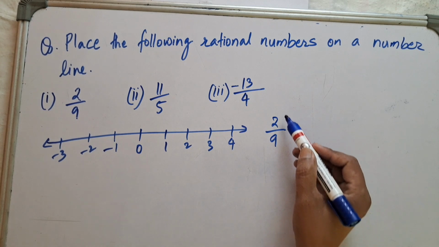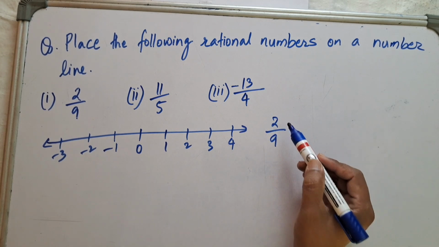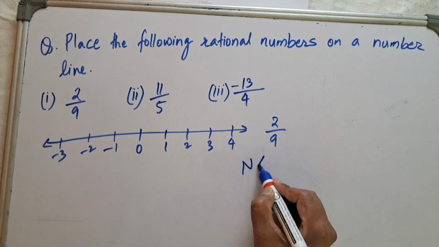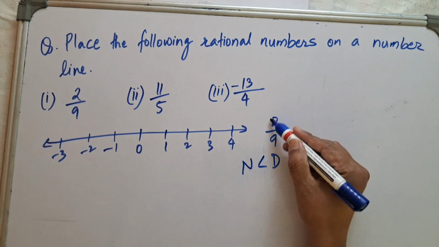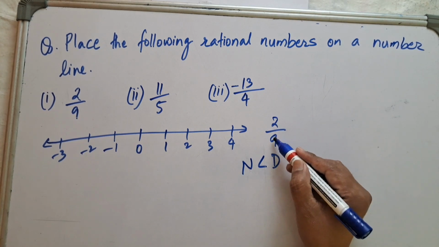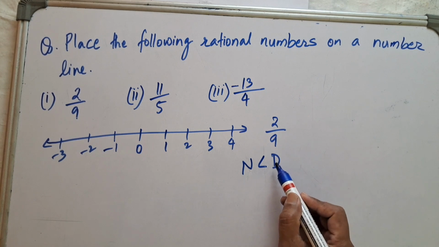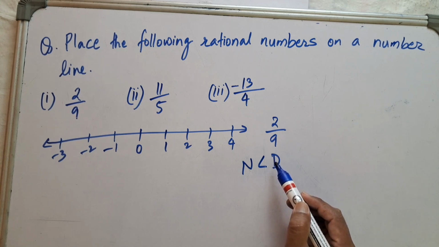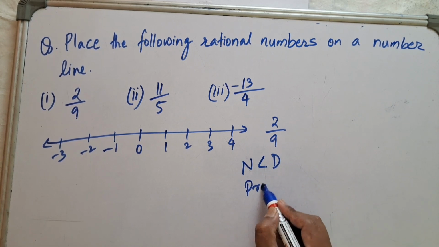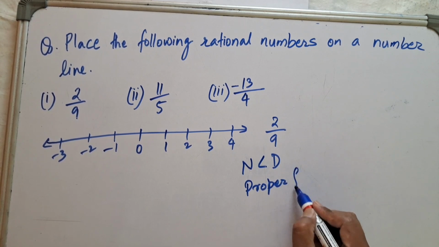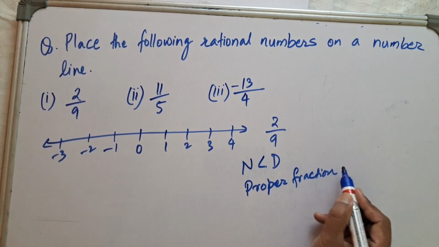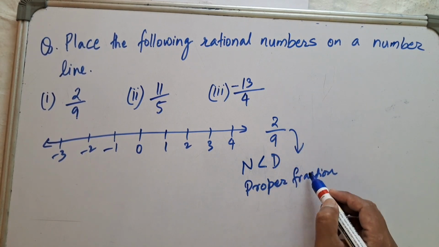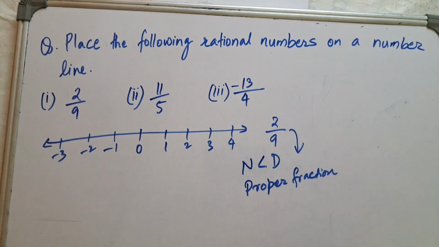Before that, let us observe this fractional number. We can see 2 is less than 9, which means numerator is less than denominator. Numerator 2 is less than denominator 9, isn't it? If a fractional number has numerator lesser than denominator, then we call that type of fraction a proper fraction. If numerator is less than denominator, we call it a proper fraction. 2 by 9 is a proper fraction because 2 is less than 9, isn't it?